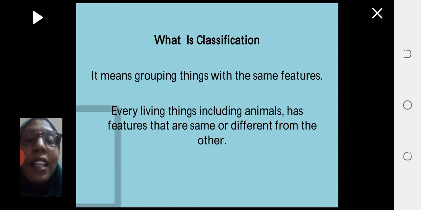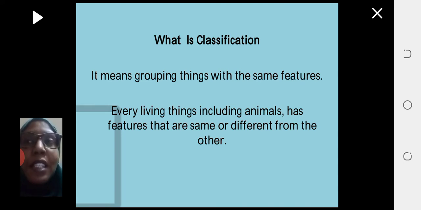So any living thing in one group, that means they have the same or most of the features. So classification means grouping things with the same features. Every living thing, including animals, has features that are the same or different from others. So when I put them in one group, that means they have the same or most of the features.